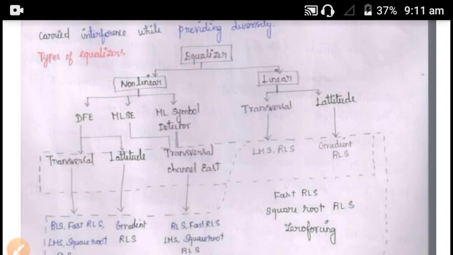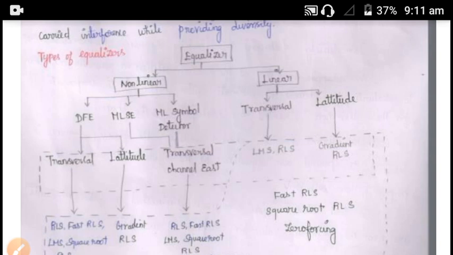What is a non-linear equalizer? Here the output is fed back to the input to change the future output of the equalizer. If there is any modification required for the future, we use this non-linear equalizer. That is, in linear we are not using the feedback path, and in non-linear we are using the feedback path.